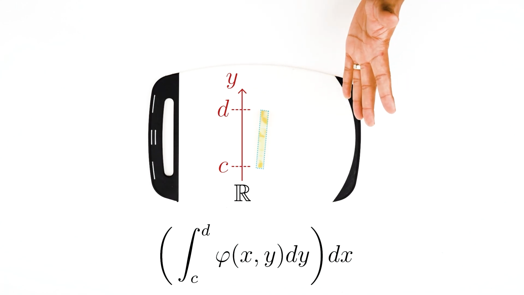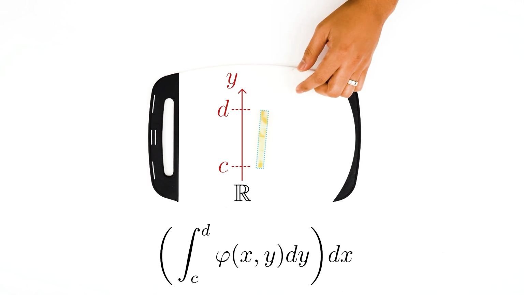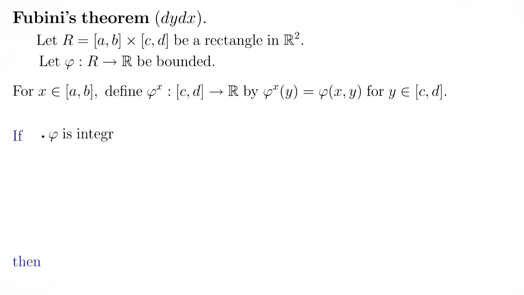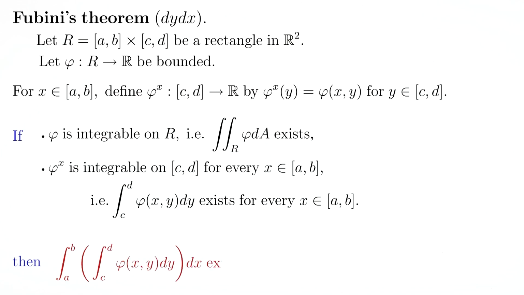Notice the integral dy corresponds precisely to the newest assumption in Fubini's theorem. You can interpret this integral as the density of the x slice itself. Finally, the conclusion you've been waiting for. Assuming phi is integrable on the rectangle, and all the x slices of phi are integrable on the interval from c to d, Fubini's theorem shows that the double iterated integral dy dx exists and equals the integral of phi on R. Magic. But how can you interpret the dy dx integral?